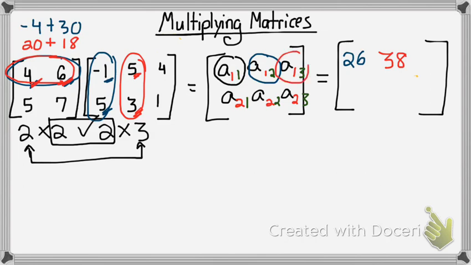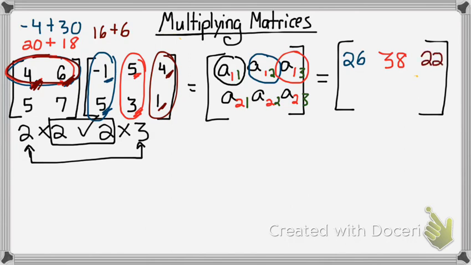All right, the third number is telling me to look at the first row in the first matrix and the third column in the second matrix. So now I'm multiplying 4 times 4, which gives me 16, and 6 times 1, which gives me 6. When I add those together, I get 22.